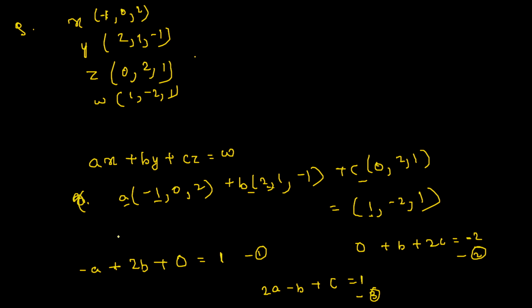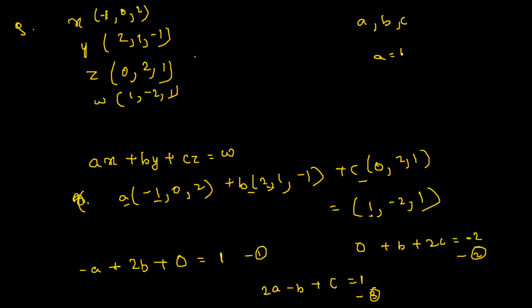Right. So I'm just looking at the x coordinates of each of them. The x coordinates on the left hand side should sum up to 1 because that is the x coordinate on the right hand side. So that's what we've been doing here. So now that I found three equations and I have three variables a, b, and c, I have to find the values of a, b, and c.